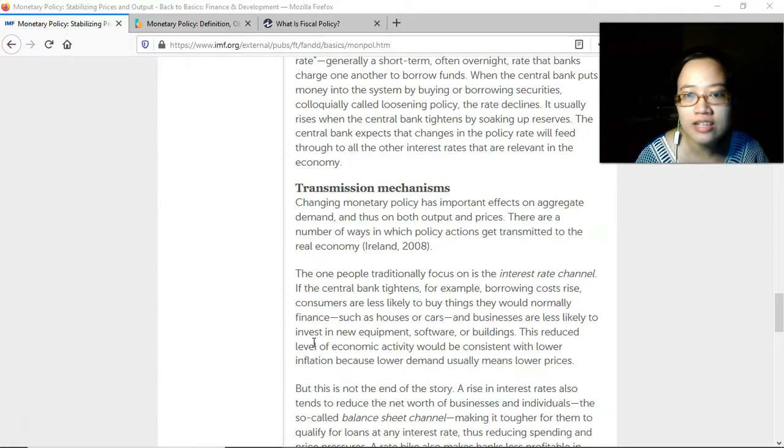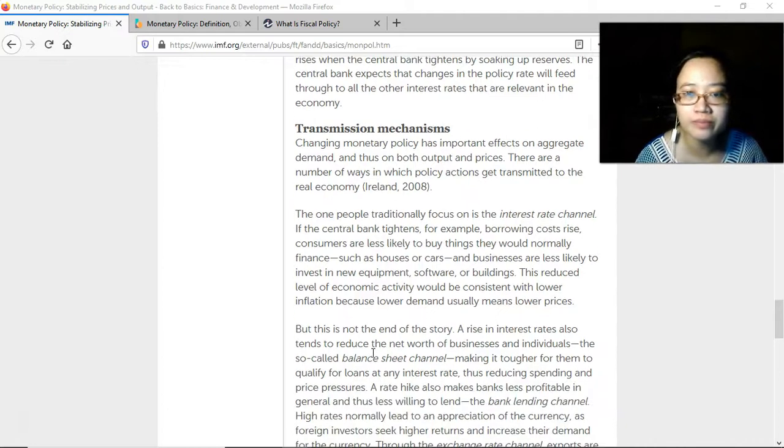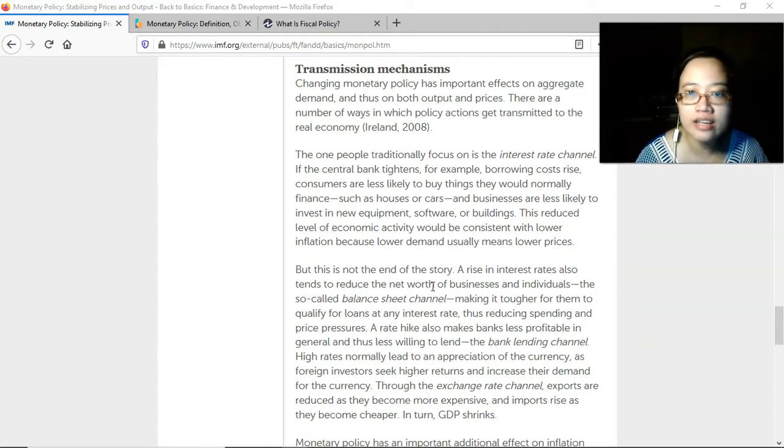And businesses are less likely to invest in new equipment, software, or buildings. This reduced level of economic activity would be consistent with lower inflation because lower demand usually means lower prices, right? But this is not the end of the story. A rise in interest rates also tends to reduce the net worth of businesses and individuals, essentially because they have less funds. The so-called balance sheet channel, making it tougher for them to qualify for loans at any interest rate, thus reducing spending and price pressures.